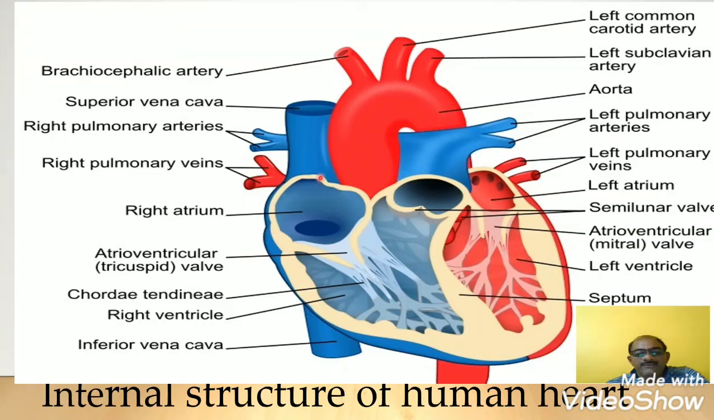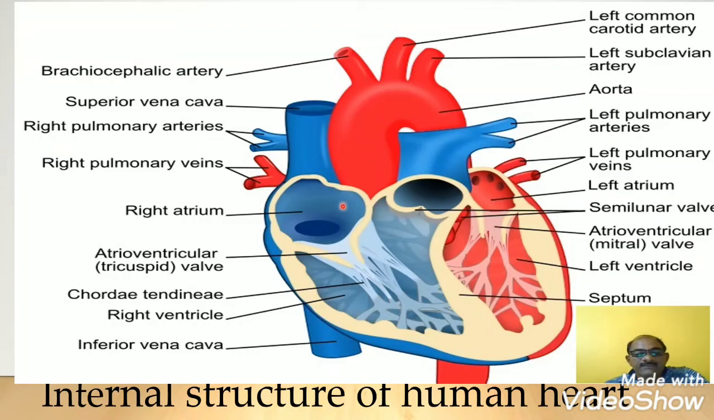First one, the auricles. This one, right auricle or right atrium. Another one, left atrium or left auricle. So these auricles are blood receiving chambers. Right auricle receives impure blood, left auricle receives pure blood. So auricles are also called blood receiving chambers.